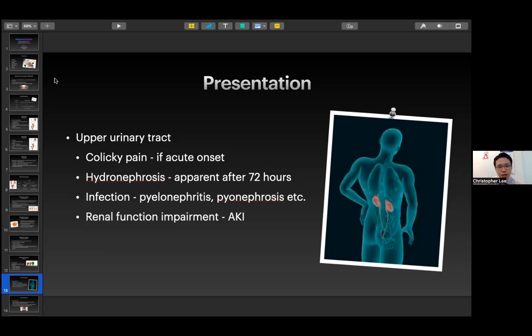If the patient has infection, the patient will complain of fever, being generally unwell, lethargic, maybe some malaise, and some loss of appetite as well. This could also reflect a renal function impairment where the patient presents with acute kidney injury.